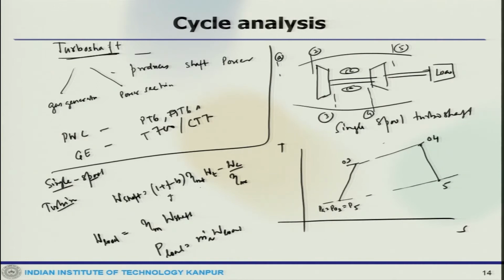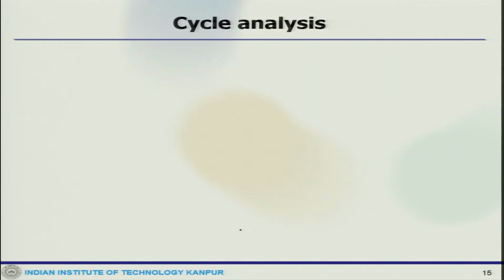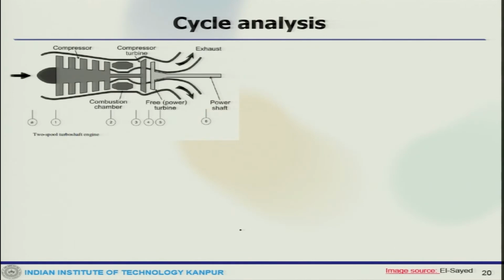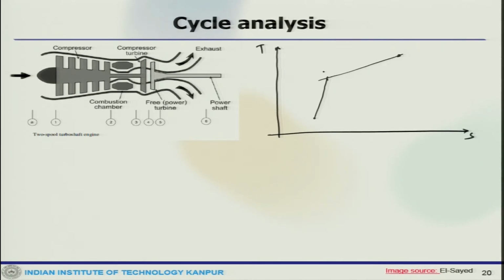Now, similarly to the single spool, we can have a two spool turboshaft also, and there are different station numbers. If you draw the T-S diagram similarly, it goes like this. So, this is 3, this is 4, and this is 5, this is 6, with PA, P02, P6. So, now the twin spool also.